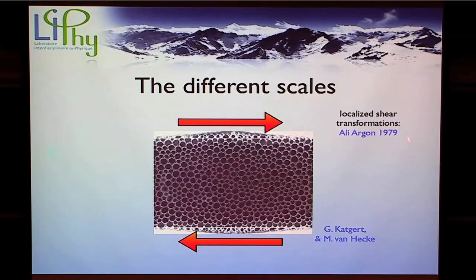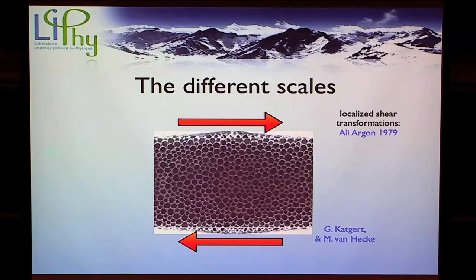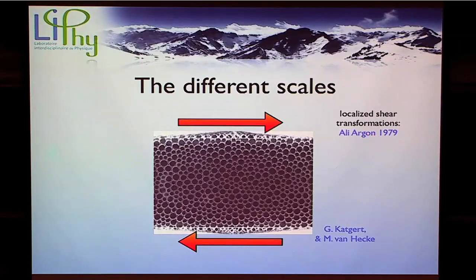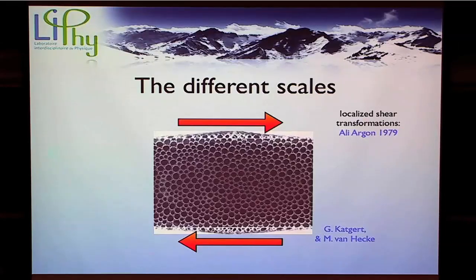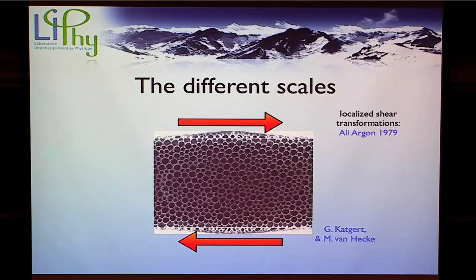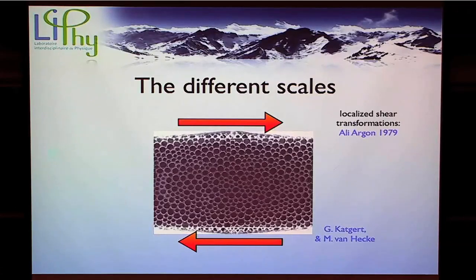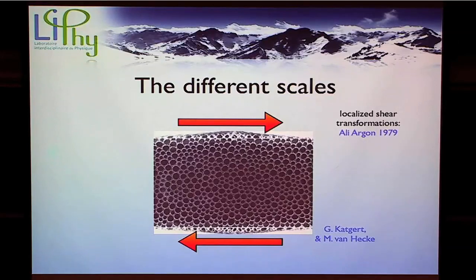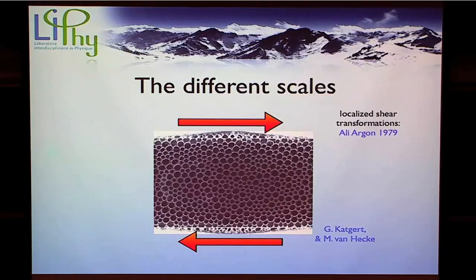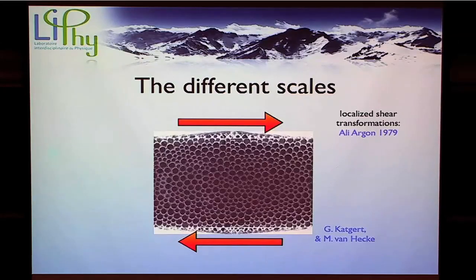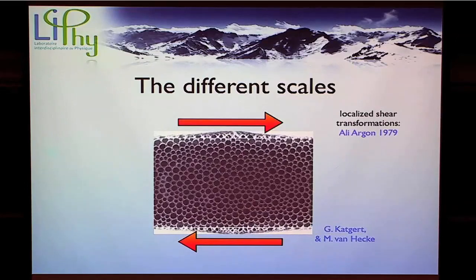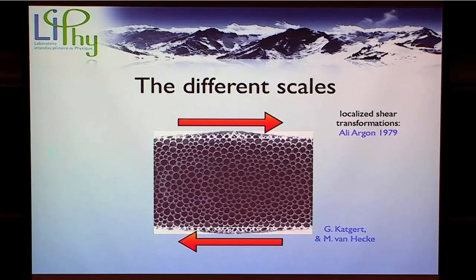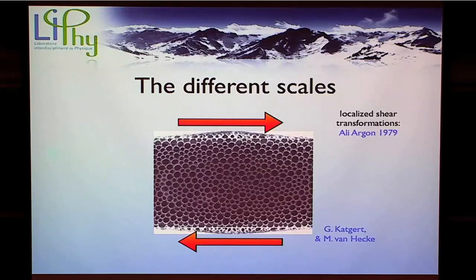This idea of localized shear transformation is already a little bit old. It was proposed by Argon, and the analogy between glasses and foams, to think about the systems, is also very old. It was first proposed by Bragg for crystalline material systems, where he compared them with monodispersed bubble rafts.